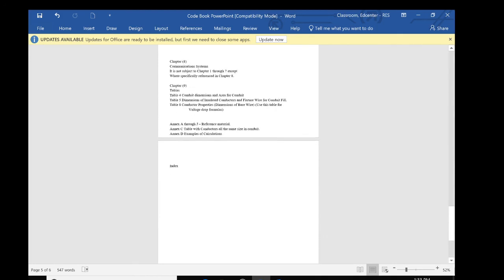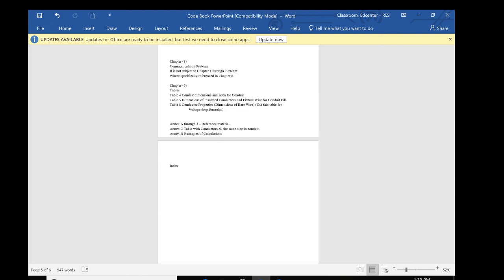So here we are, and we're down to Chapter 9. So tables. Table 4, conduit dimensions and area of conduit. Table 5, dimensions of insulated conductor and fixture wires. Table 8. Table 8 we're definitely going to use later on in this program. Conductor properties, dimensions of bare wire, use of this table for voltage drop formulas, because it tells you the circular mill areas, which is going to be important when we're doing voltage drop calculations.